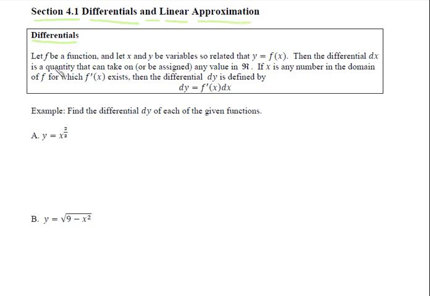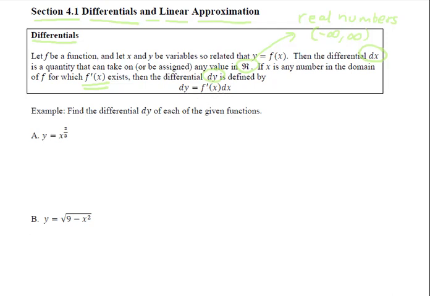Well, we're going to let f be a function, let x and y be variables, related so that y equals f of x, and then the differential dx is a quantity that can take on or be assigned any value in R. And this R is referring to the real numbers, or you might know it as negative infinity to infinity. Alright, so if x is any number in the domain of f for which the first derivative, f prime of x, exists, then the differential dy is defined by dy equals f prime of x dx.